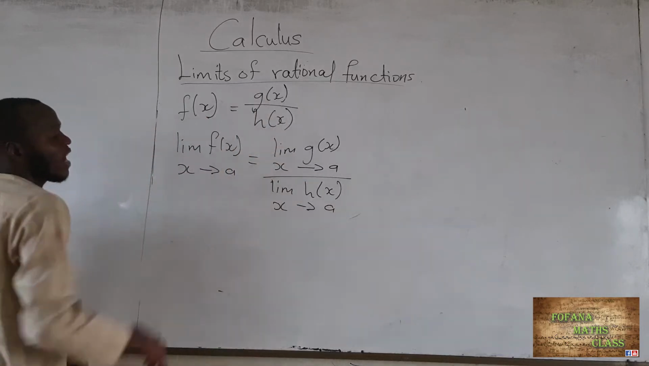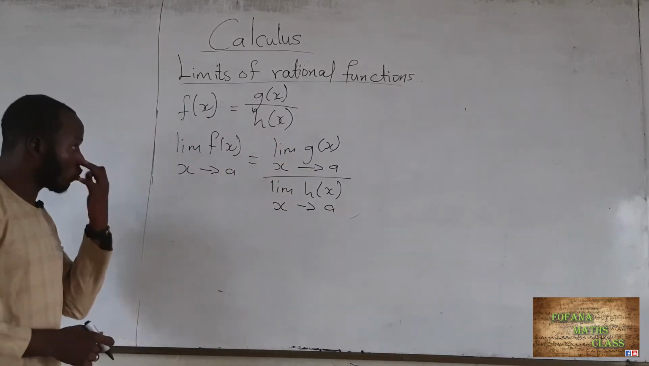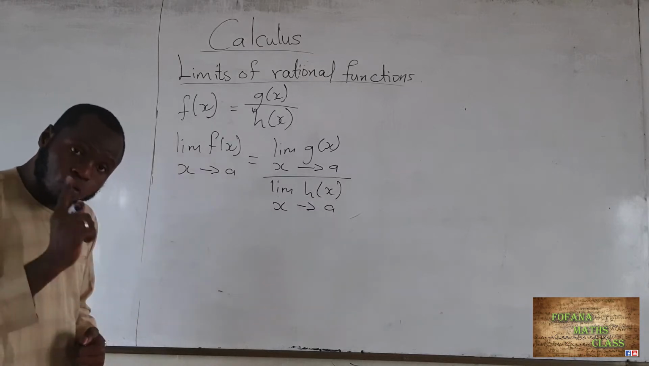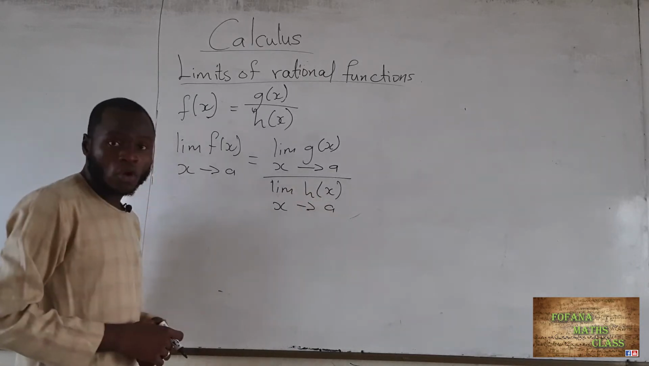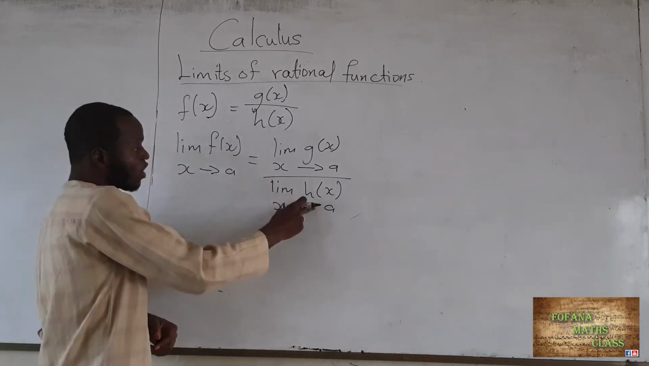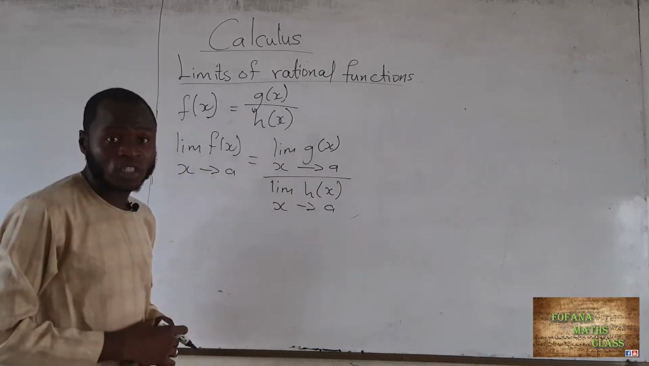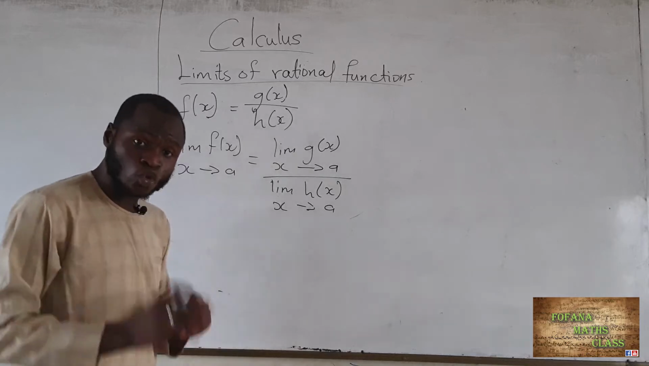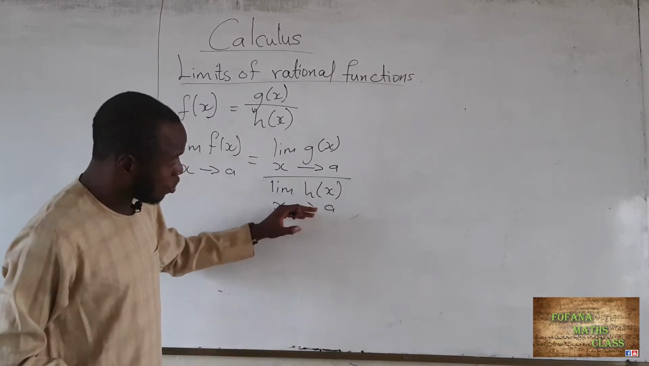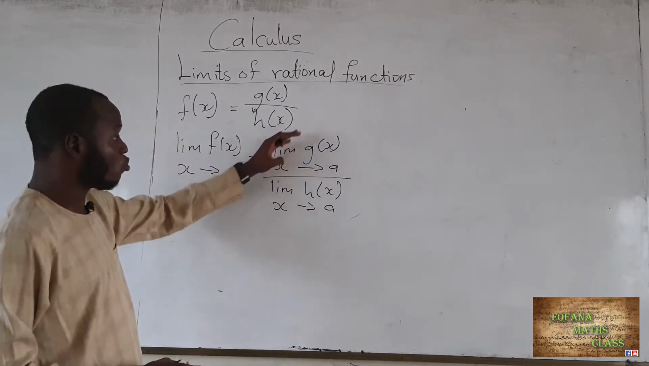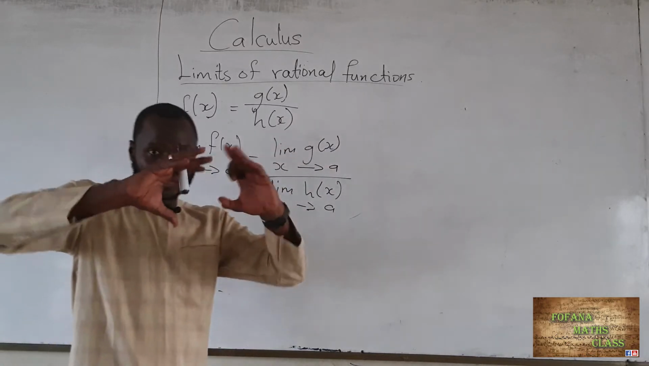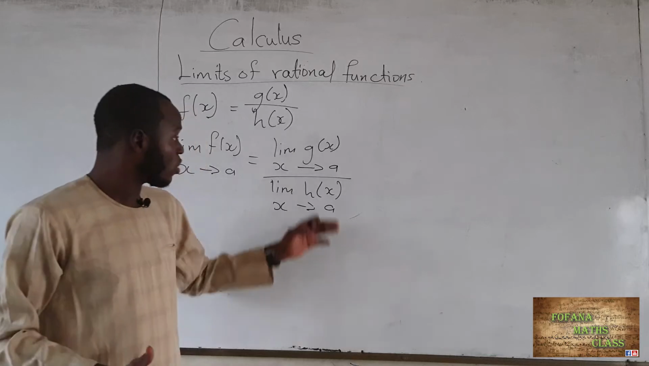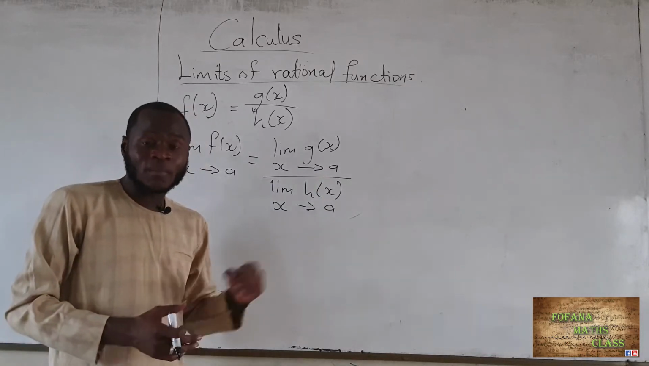After that, you divide the values and go your way, provided the limit of h of x does not give you 0. If the limit of h of x is not giving you 0, then it is possible. But if the limit of h of x gives you 0, then you will have to simplify the two functions to get a very simple function before you can deal with the limits.